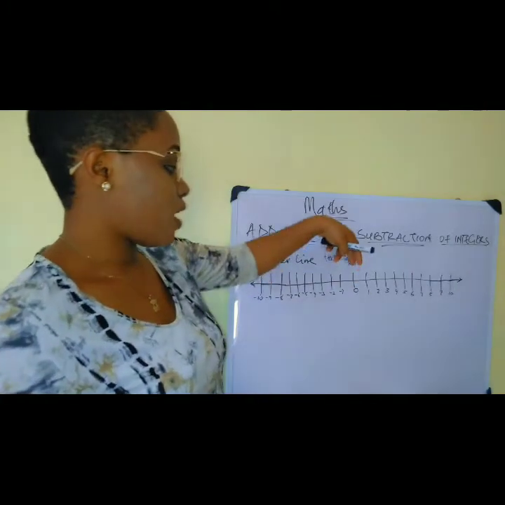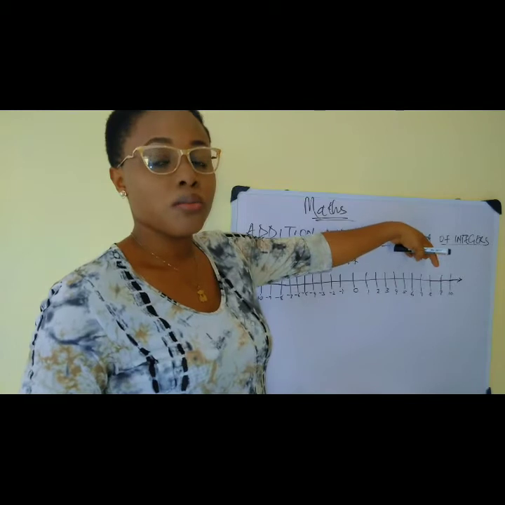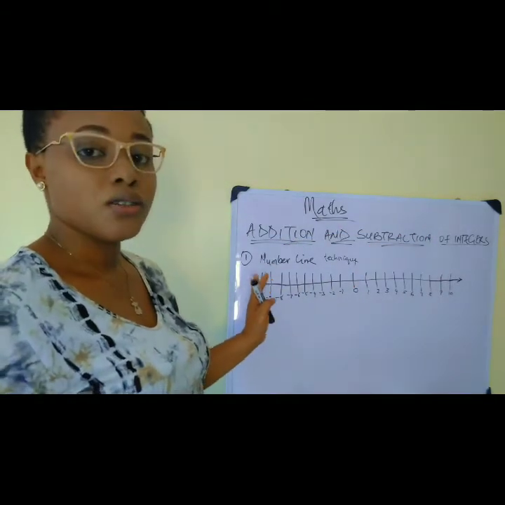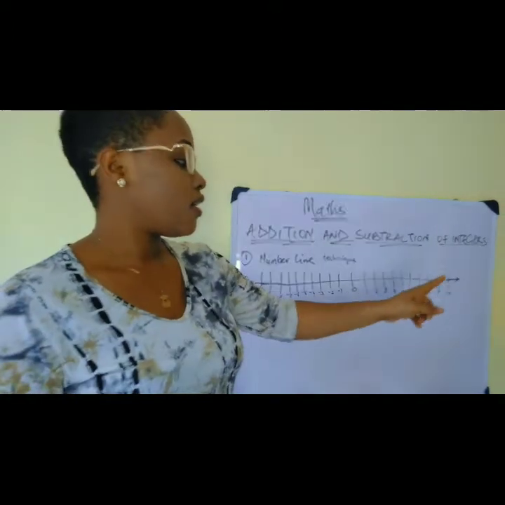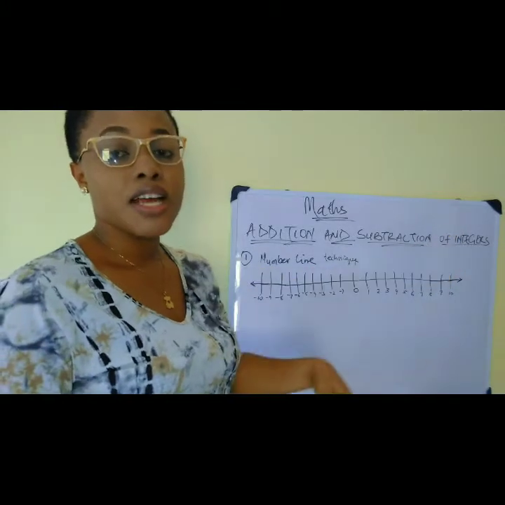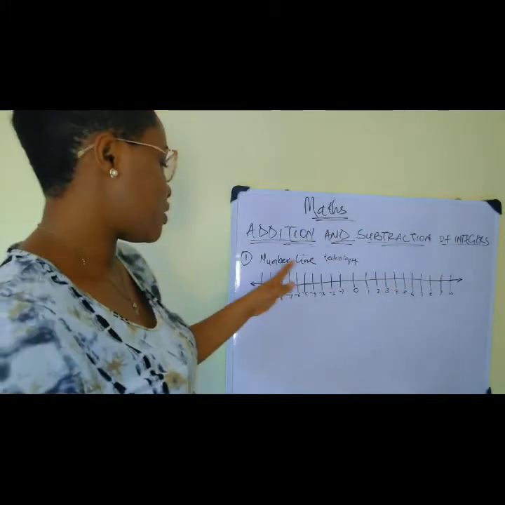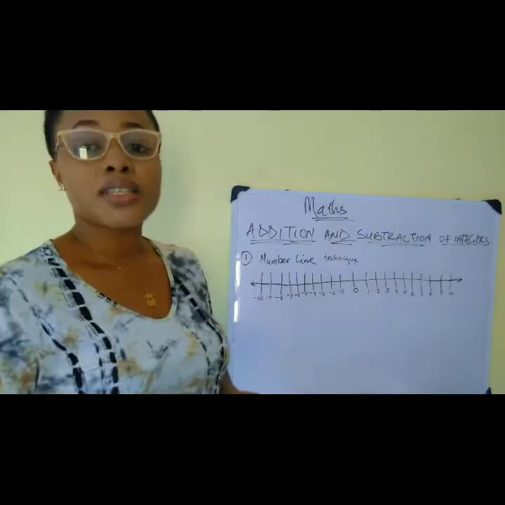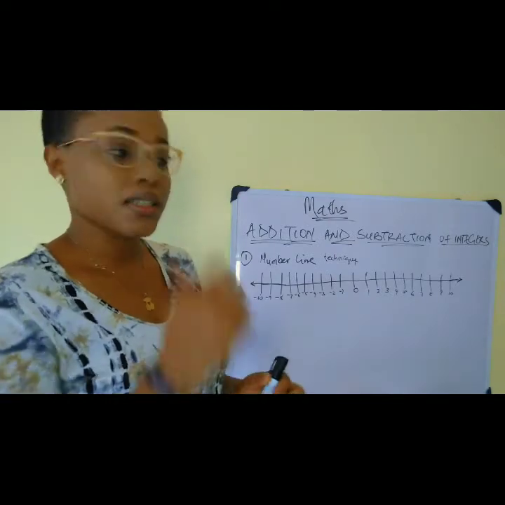It has 0 at the center of it, and then on the right side you find your positive numbers, while on the left hand side you find your negative numbers. And these arrows at the end of the line signify that the line is ongoing. It keeps on going. There's no end to it. For as much number as you can count, you use it to count. This is how you can use your number line to add or subtract integers.